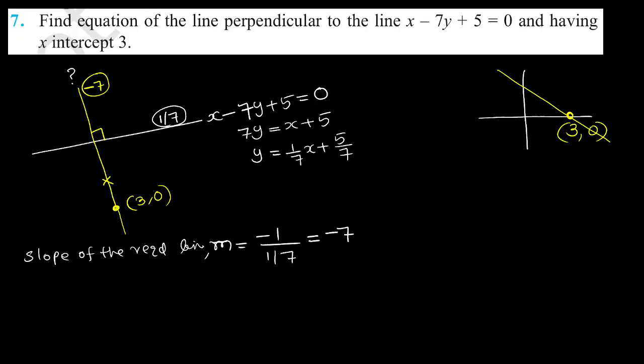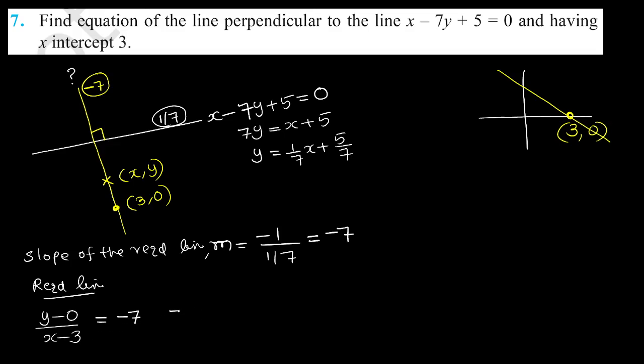Let x comma y be the general point. So I am writing the equation of the required line. What is the slope of the required line? y2 minus y1 by x2 minus x1. This is the slope of the required line. It is minus 7, correct? Let me complete it. After that you may ask doubts.